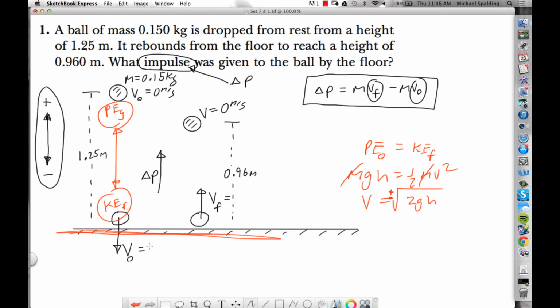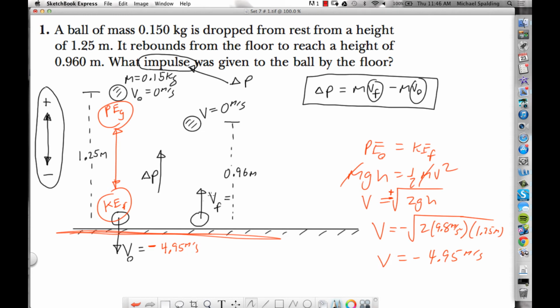What's this velocity here going to be? Plus or minus? Minus. Minus, because it's going down. See, down is minus, up is plus. So the velocity is going to be negative square root 2 times 9.8 times h, which is 1.25 meters. So this velocity comes out as negative 4.95 meters per second. So we now have that, negative 4.95 meters per second.